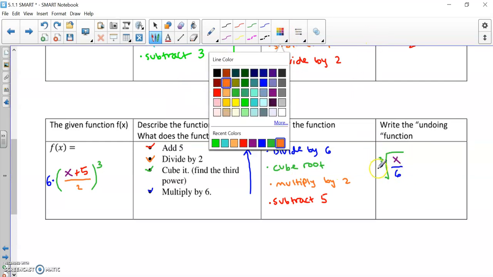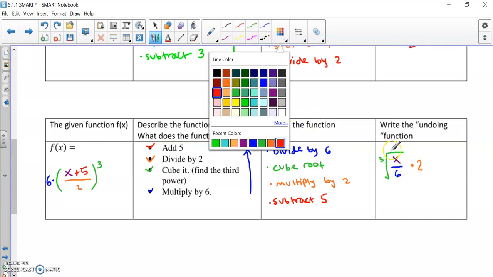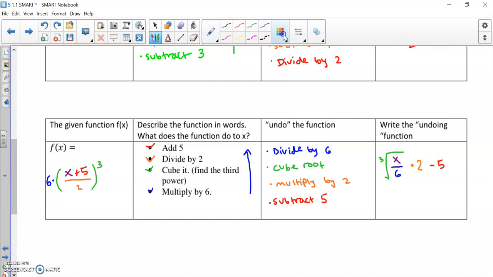Multiply by 2. So, I should have thought about this, but all right, I'll just do this on the outside this time. So times 2. And then subtract 5. Okay, and I feel like I want to put some parentheses here. Okay, I won't put those parentheses. All right. So we have our g of x, which is our undoing function, but we really should know them as the inverse function.